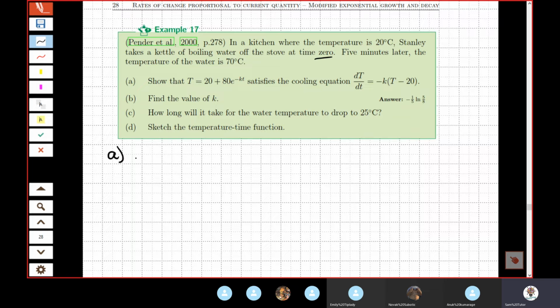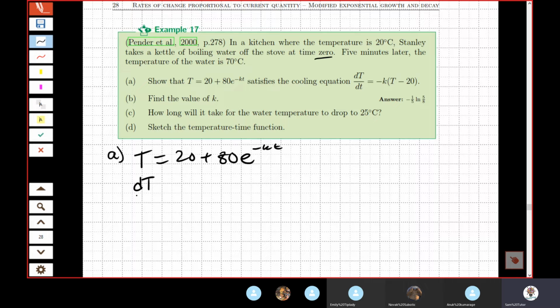Okay. A. T equals 20 plus 80 E negative KT. What's the first thing I do? Bring down the negative K. You're not saying it right. What you just said is not wrong. What did I want to hear on the left-hand side? DT over DT. Yeah, that's what I want to hear first.